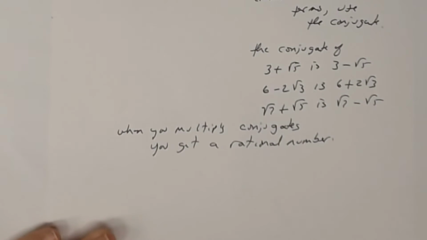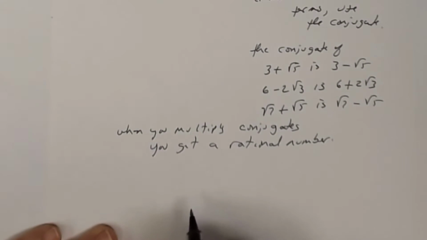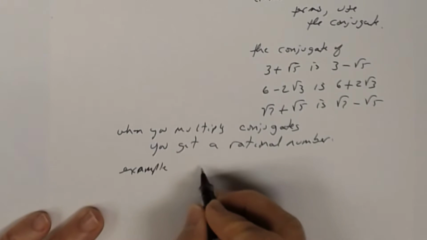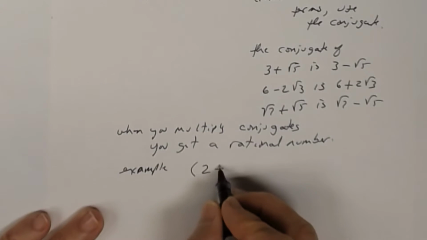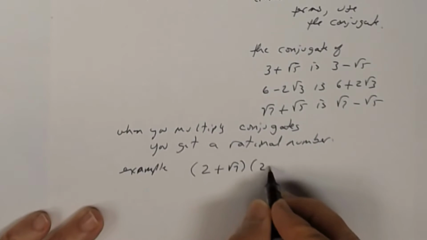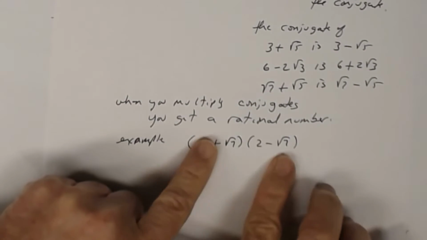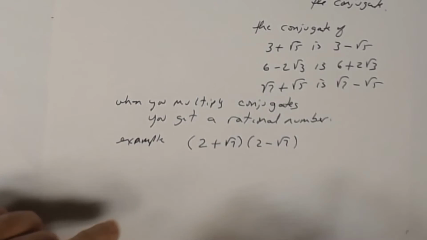Okay? You're going to get a rational number or a rational expression. So for example, look carefully. Let's suppose we had 2 plus the square root of 7 times 2 minus the square root of 7. So those are conjugates, right? If I multiply them together, using the FOIL method, let's see what happens.